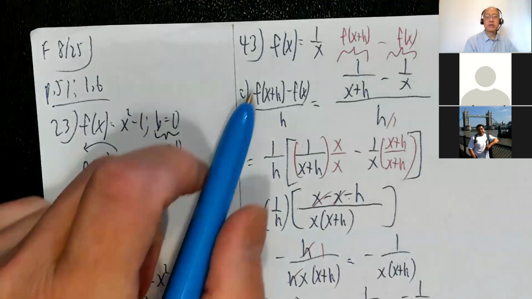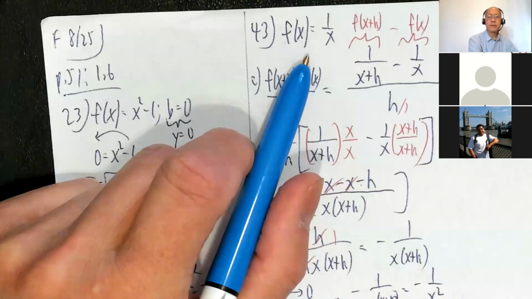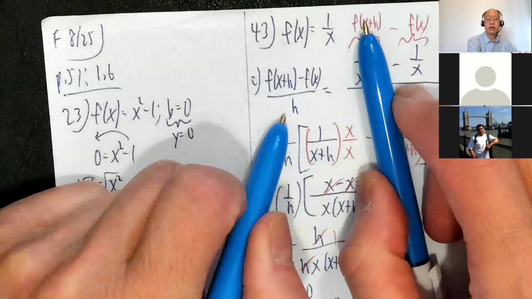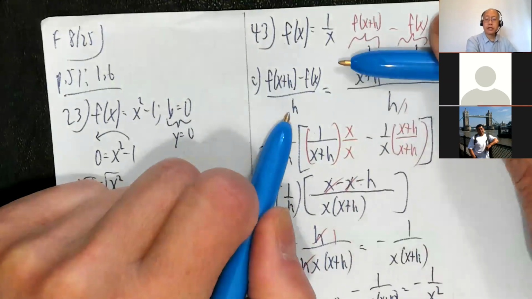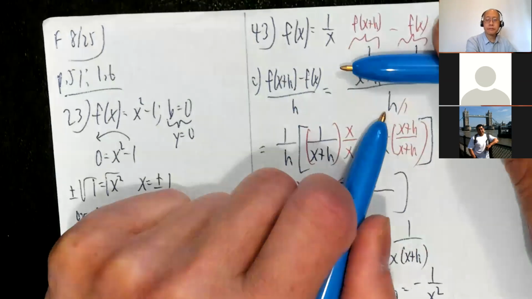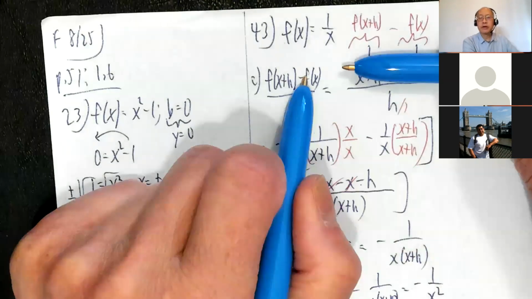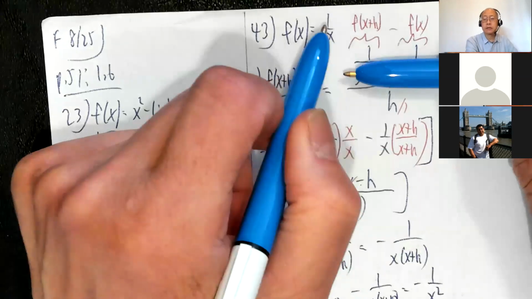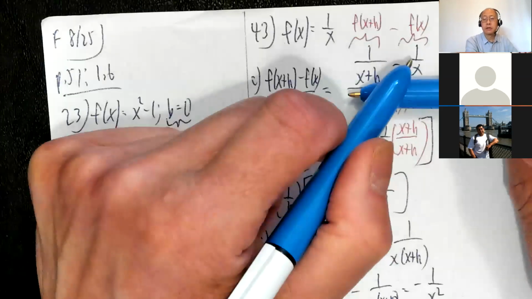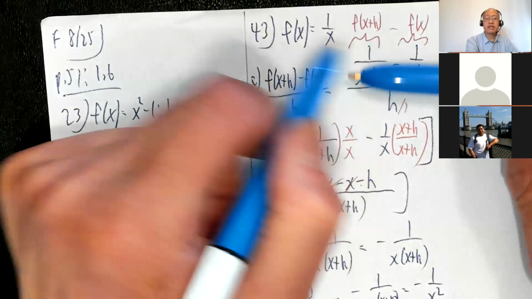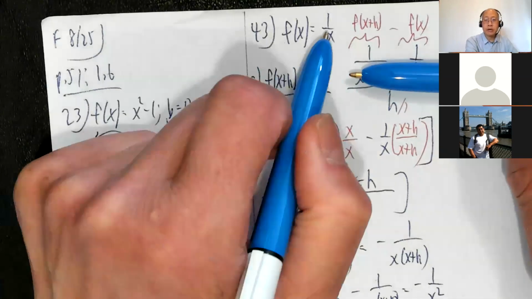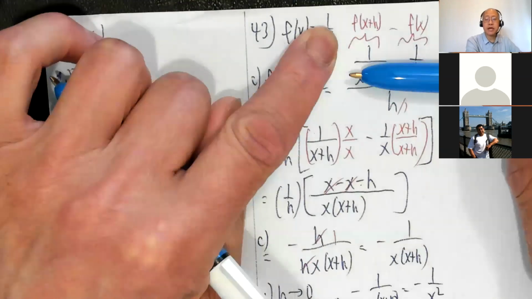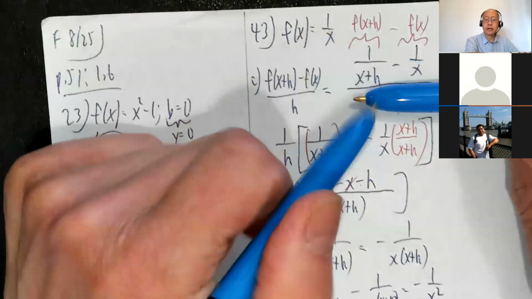All right, so f of x equals 1 over x. F of x plus h minus f of x, all over h. Okay, so there's an h on the bottom, minus the original f of x. So the original f of x is 1 over x. Now, f of x plus h: pretend you erase this x, replace it with x plus h. So it's going to look like this.